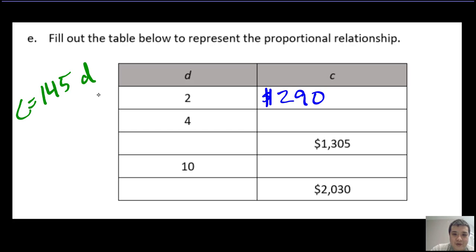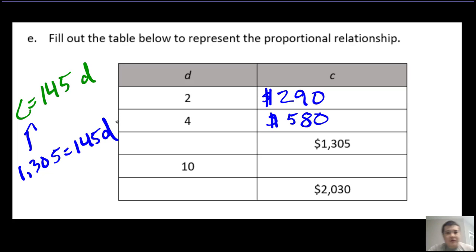And then we're going to do the same thing with 4, which is going to be $580. Here we're going to plug in C, where C is 1,305. We need to figure out how many days. We're going to plug in C right here. So we get $1,305 equals 145D. That means we're going to divide both sides by 145. And when we do that, we find that that is 9 days.